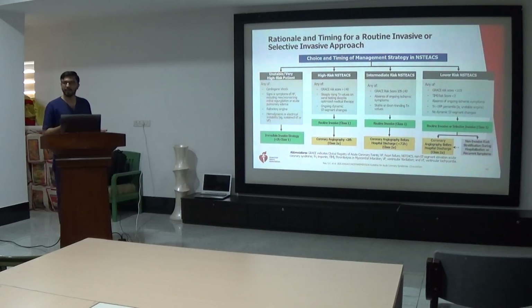But if we are suspecting a low risk, then do a non-invasive test, stress echo or CT coronary angiography, and then coronary angiography will be performed before hospital discharge.